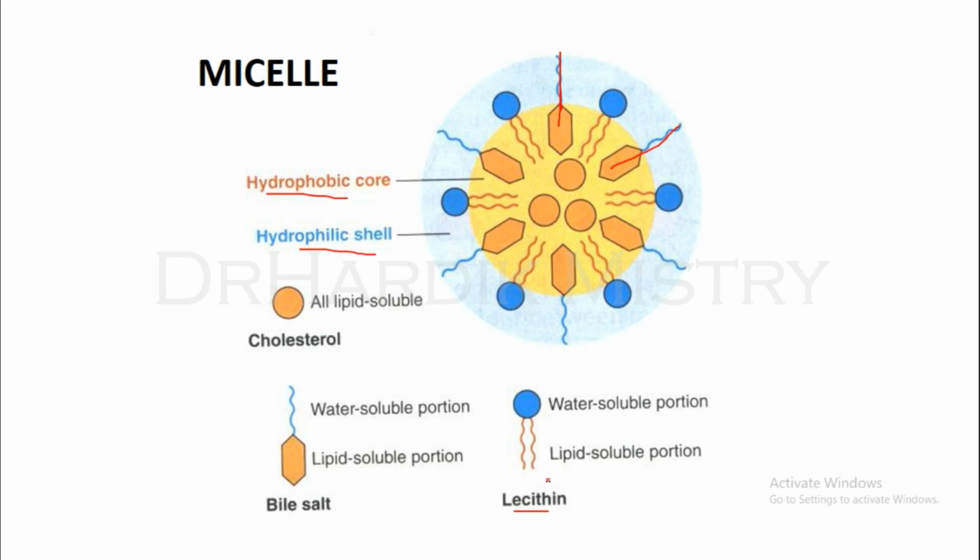Inside the structure of the micelle there is one more thing present, the lecithin. The bluish portion of this lecithin is the water soluble portion, and this tail is the lipid soluble portion. The water soluble portion is present in the hydrophilic shell, and the lipid soluble portion is present in the hydrophobic core. So this is the structure of the micelle. I hope all of you have understood it, and I think you already learned the structure of micelles in your 12th chemistry.